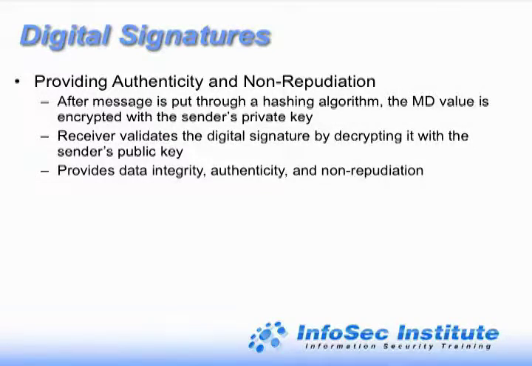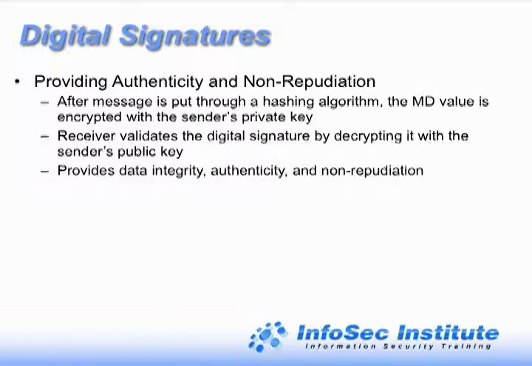Okay, digital signatures. Basically what these do is they provide authenticity and non-repudiation. After a message is put through a hashing algorithm, the MD value is encrypted with the sender's private key. What usually happens is, if somebody puts a digital signature on an email, you're going to have the entire email in plain text, and then at the bottom of the email, you're going to have this hash, which is your digital signature.